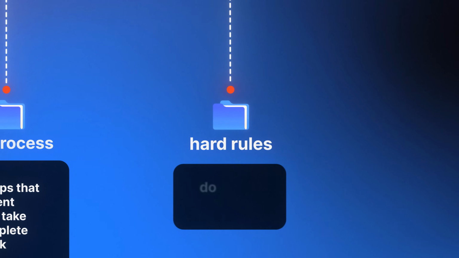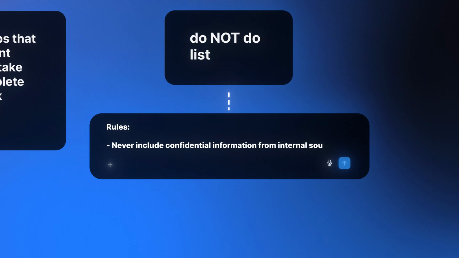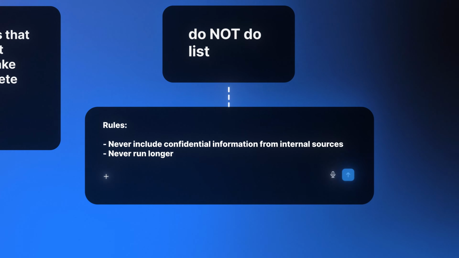And to make sure that there's consistent quality in the output, I put in some hard rules as well, which is what the skill must never do. Never include confidential information from internal threads, never run longer than 1 page per person, and all of that, right?